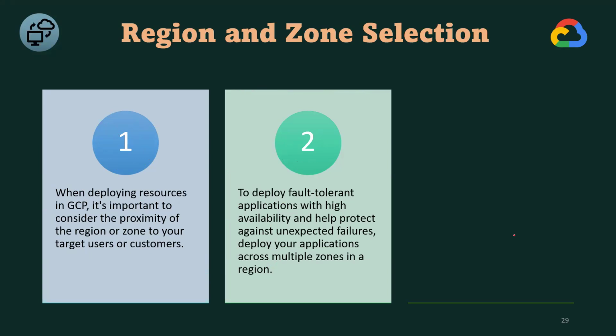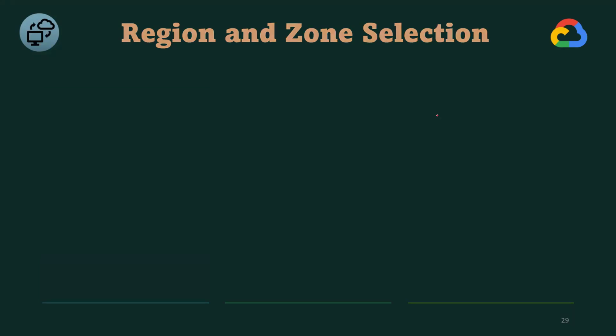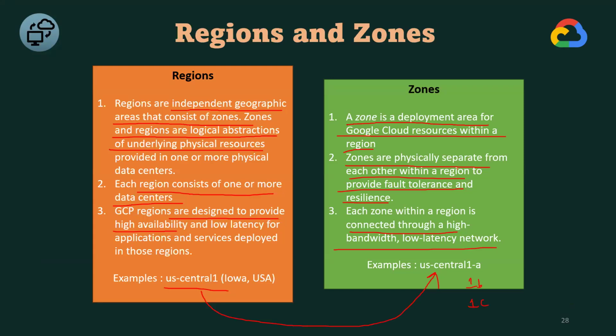This is one of the best techniques while you are deploying your application, because we do not know what happens next. Some kind of unexpected failure may happen, so that region may not be available, and then your application is not available. To avoid unexpected failures, try to deploy your application in multiple regions or multiple zones. In the backend, as I told you, they are connected to the network, right?